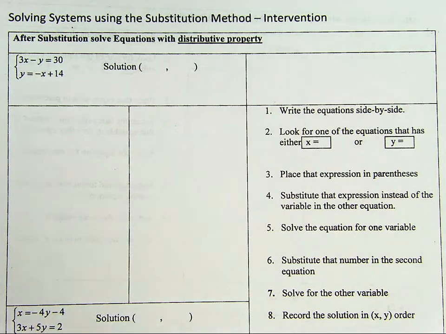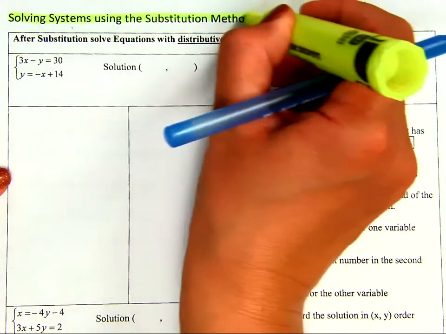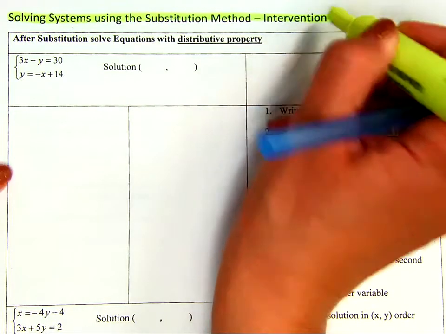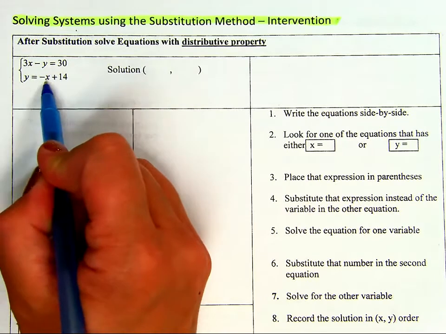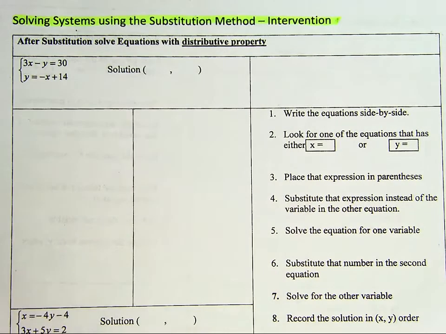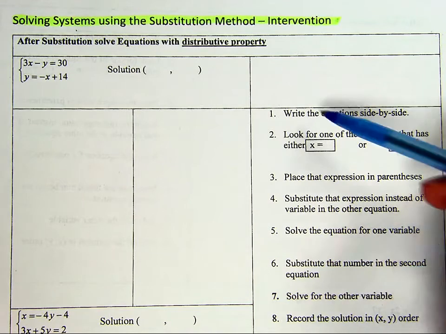Solving systems using the substitution method. Focus for intervention today. Let's look at the system that we have here: 3x minus y equals 30 and y equals negative x plus 14. A few steps for us to keep track of as we go.